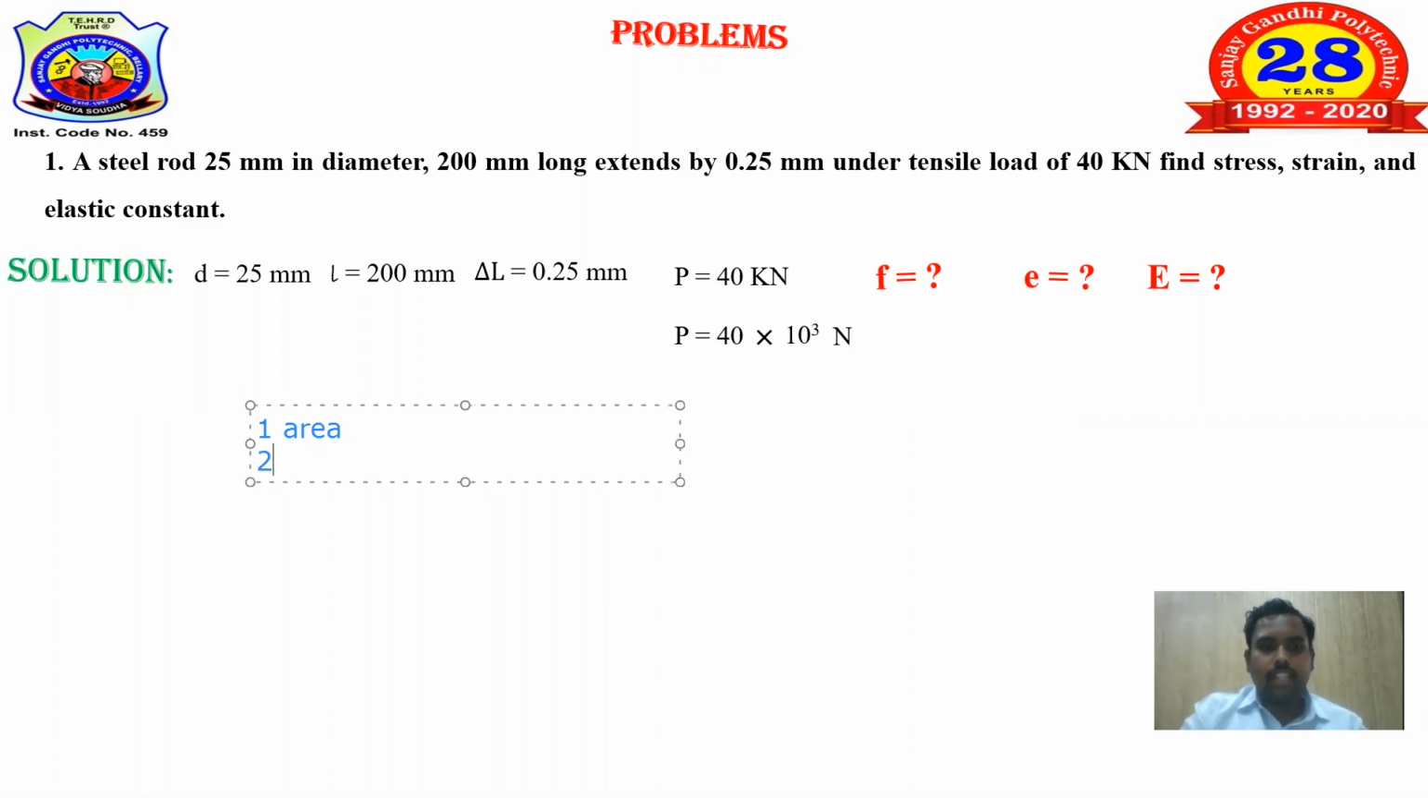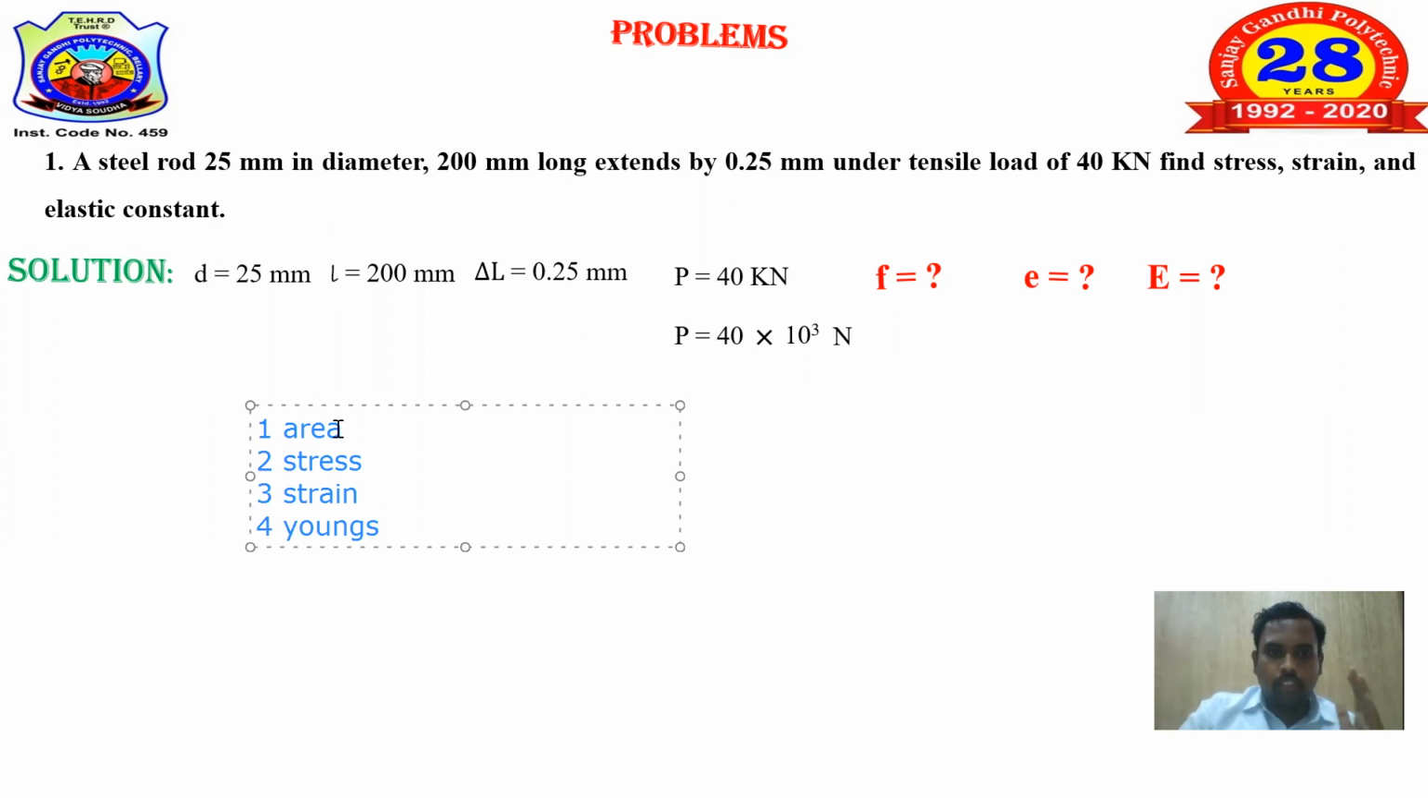Okay, the second is stress. Second, you need to solve for stress. Then third is for strain. Then fourth is for Young's modulus. Students, this is the order you are supposed to follow. It's a very important method, students. In order to get your problem correct, you are supposed to follow this method. First, you solve for area, then stress, strain, Young's modulus.